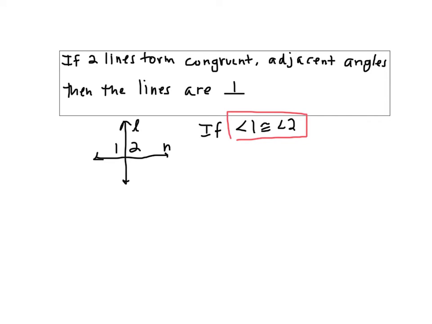So if two lines form congruent adjacent angles, then the conclusion we can make from this is to say that line L is perpendicular to line N. So this theorem would be used if we were trying to prove that two lines are perpendicular to each other.